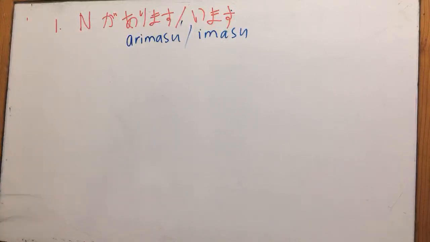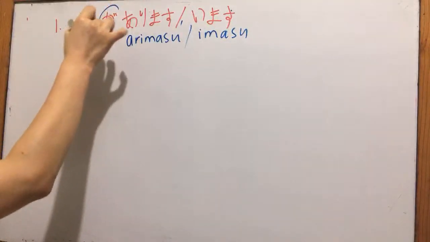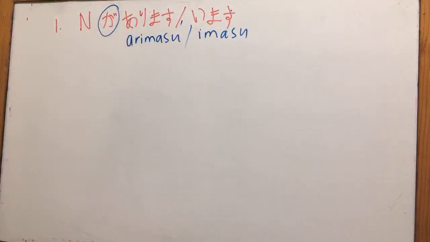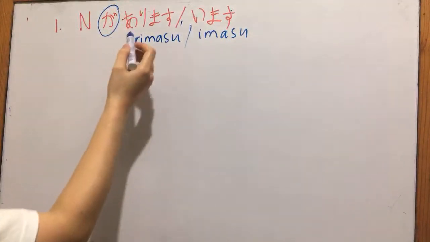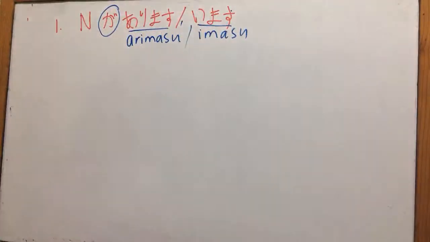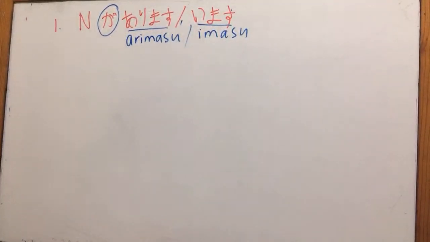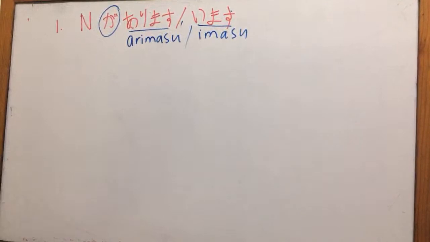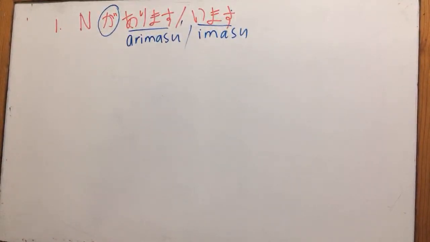And also, the things or persons in such sentences are marked with the particle ga. Okay? So, please remember the particle that we will be using. We have ga in here. Just remember arimasu and imasu. If you have arimasu and imasu, you need to use the ga particle for that.